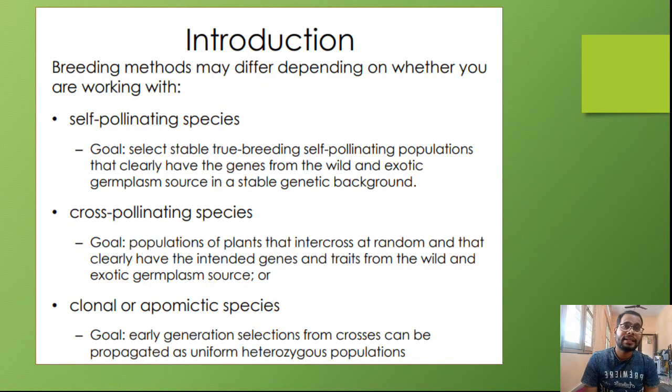For handling the segregating generation, there are different methods that you can apply in self-pollinated, cross-pollinated, as well as clonal, or you can say vegetatively propagated species, or apomictically propagated species. For self there is a different method, for cross there is a different method, and for vegetatively or apomictically propagated species there is a different method.